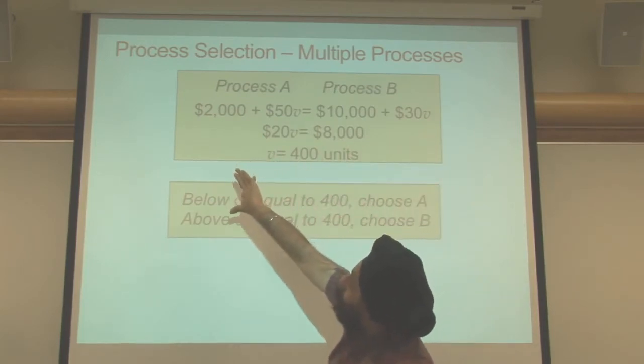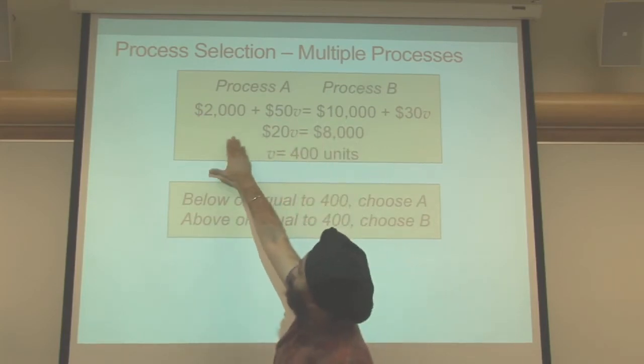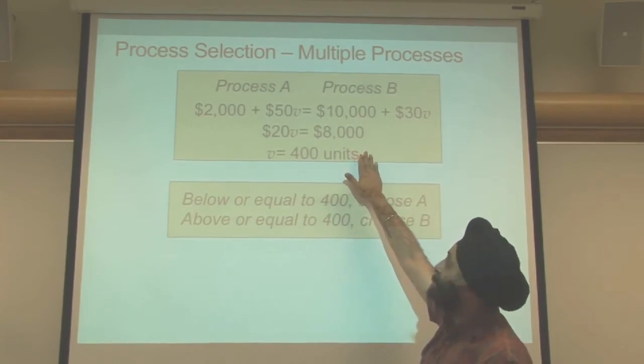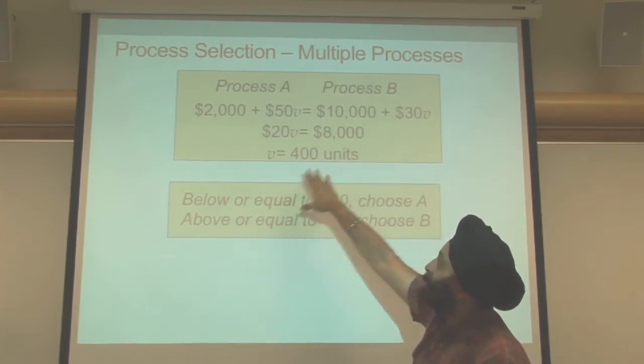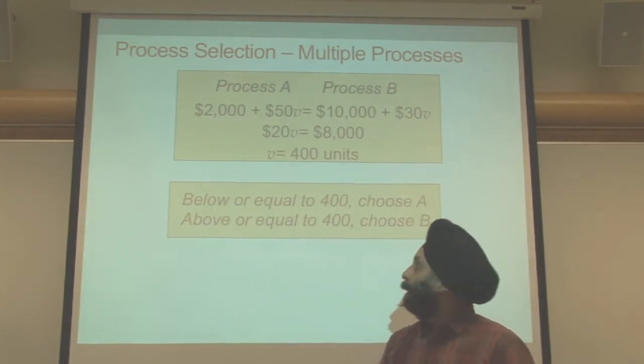And bring all the knowns, which is 2,000, subtract 2,000 from both sides. So that 2,000 goes away. And 10,000 minus 2,000 is 8,000. So 20V is 8,000, V is 400. So now you have a break-even of 400 units.